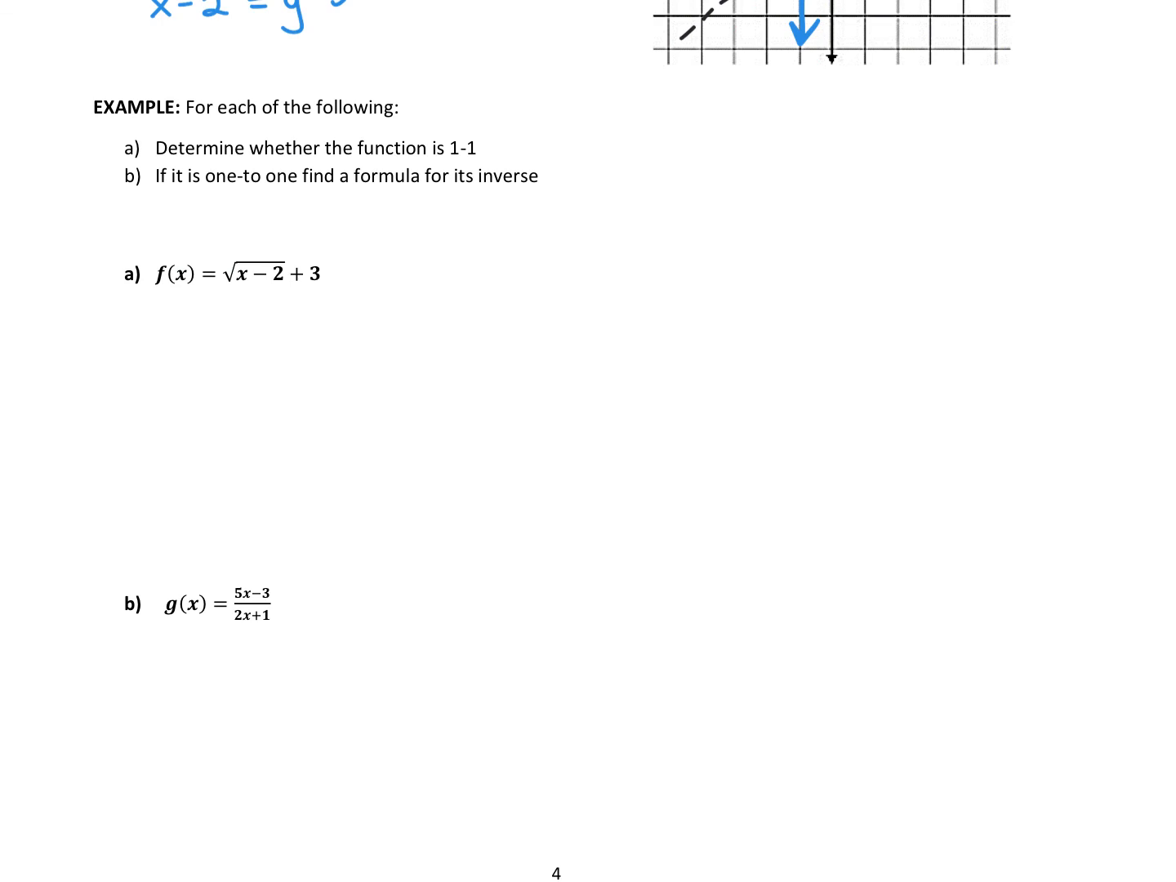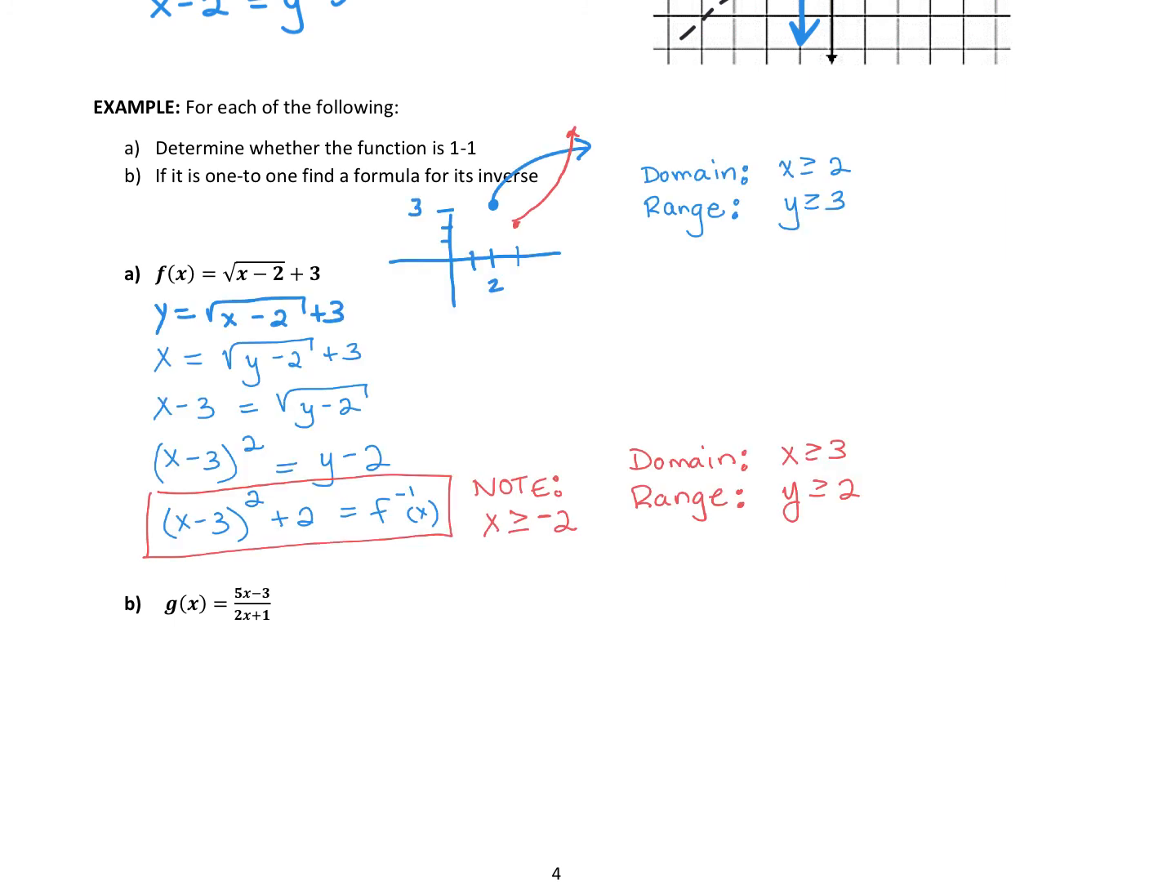So pause your video and I will write down the answers here, but see if you can do these too. For the first example, hopefully you got f inverse of x is x minus 3 squared plus 2. I did want to make a note about this one. Because this original function has a domain that is restricted to x greater than or equal to 2, and our range is y is greater than or equal to 3, when we find our inverse function, we have to have this caveat here that our domain has to be x greater than or equal to 3.